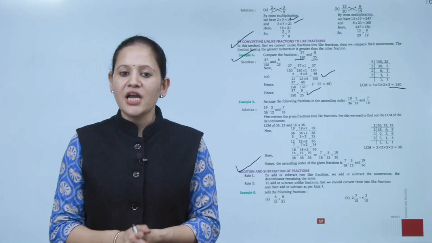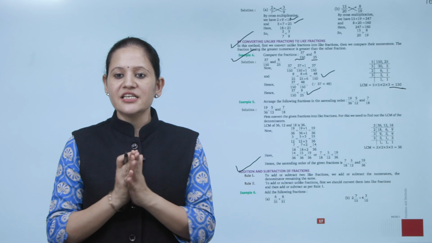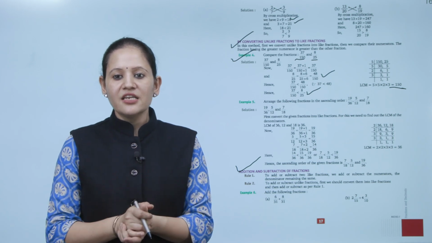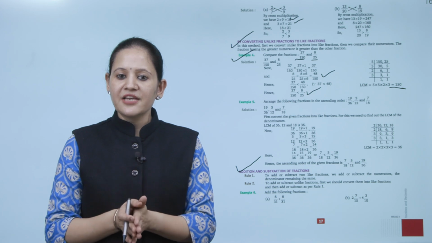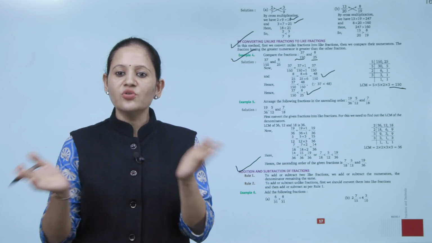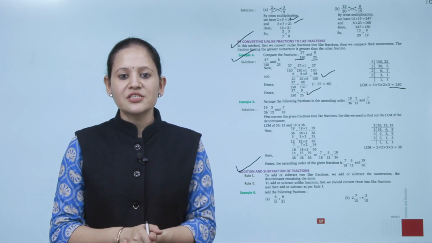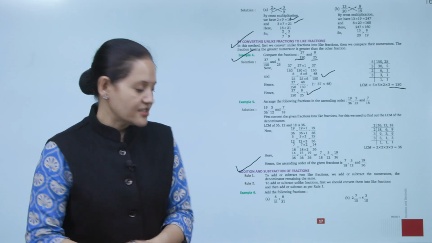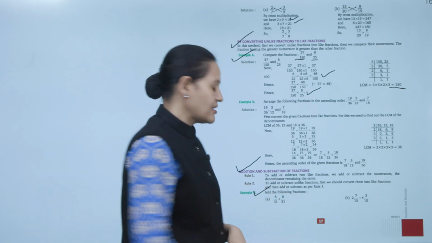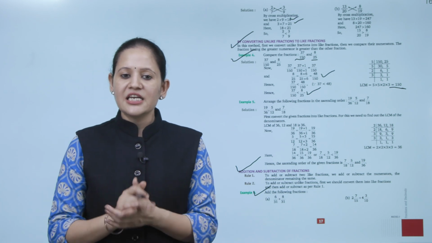Rule number 1. To add or subtract two like fractions, we add or subtract the numerators and the denominator remains the same. To add or subtract unlike fractions, first we should convert them into like fractions and then we'll add or subtract as per rule number 1. Let's take an example. Add the following fractions: 6 upon 31 and 8 upon 31.